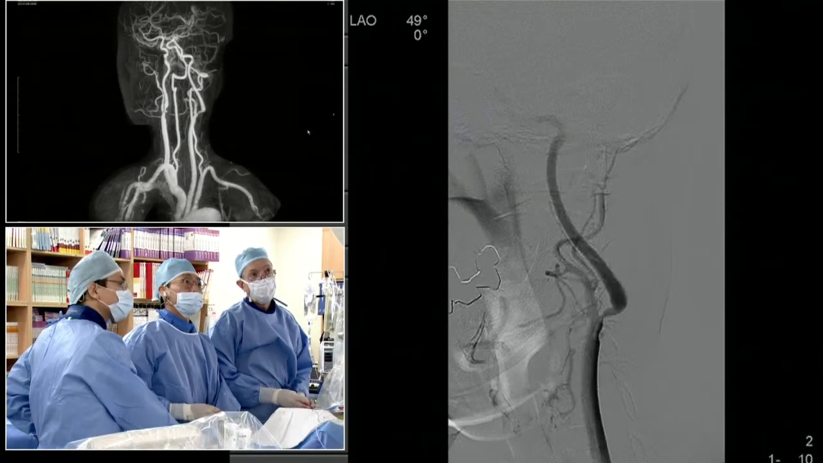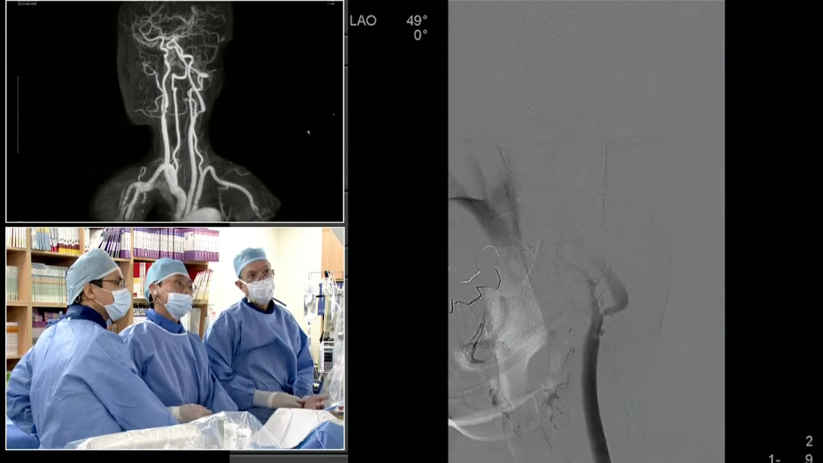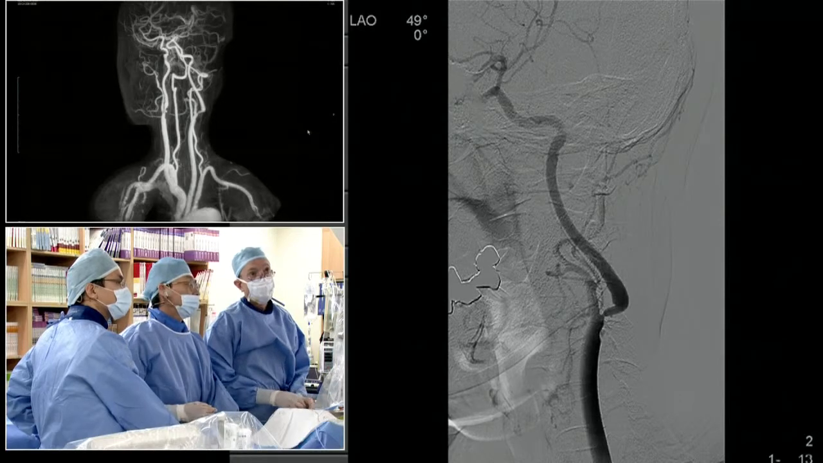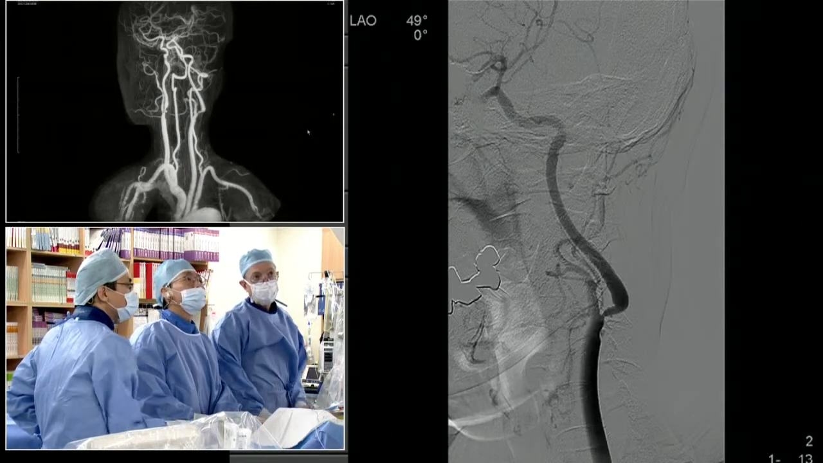This is the MRA. You can see the tight stenosis of the left ICA, proximal portion, and the right ICA. And probably a type 2 plus arch, bilateral disease.